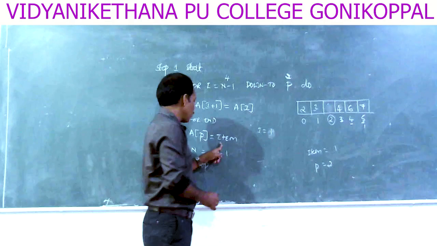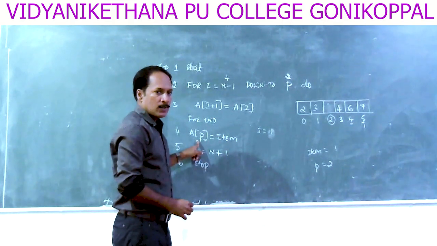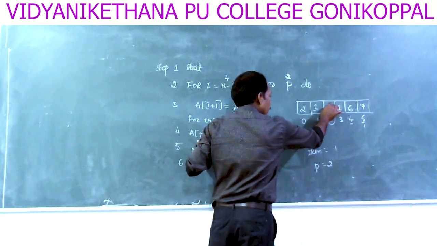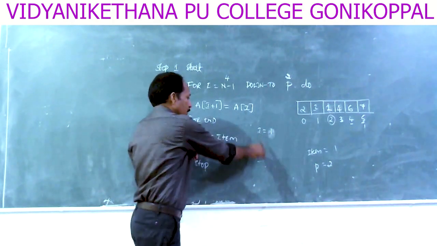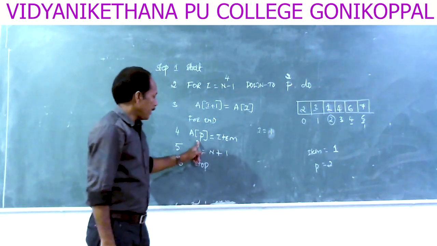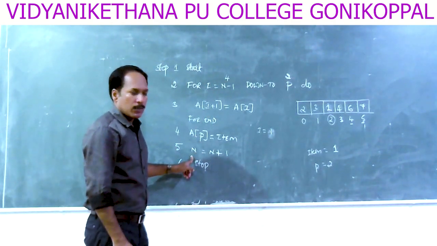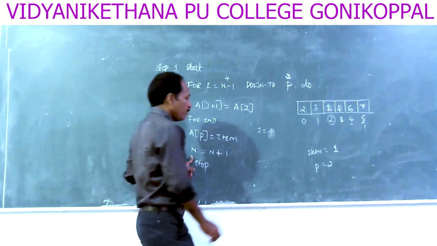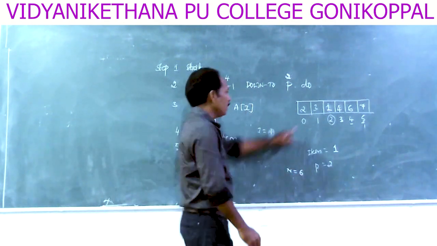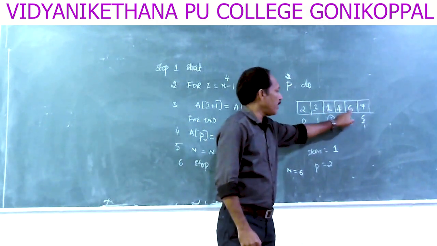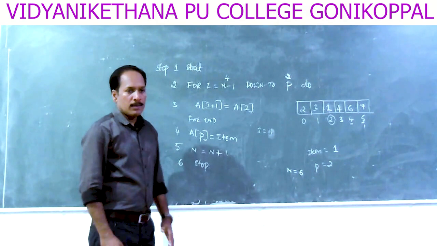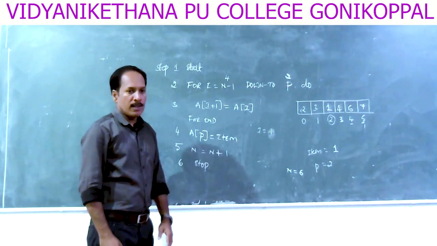The item to be inserted is 1 at A of p. What is p? 2. So at that position we are adding the element 1, the item we took. 1 is the element to be inserted. So next, n equals n plus 1. What was n previously? 5. So n becomes 5 plus 1, which is 6 now. You can see 1, 2, 3, 4, 5, 6. There are 6 elements.